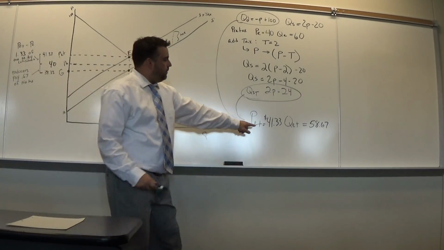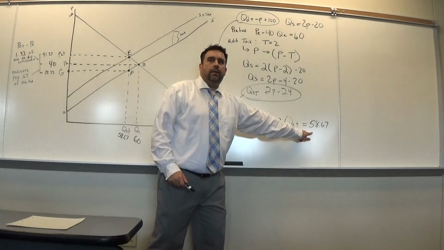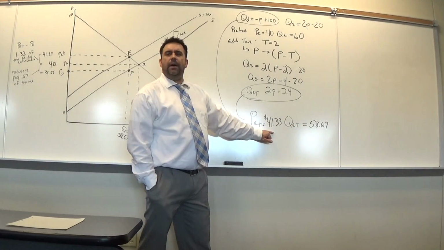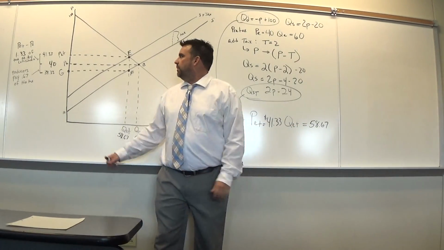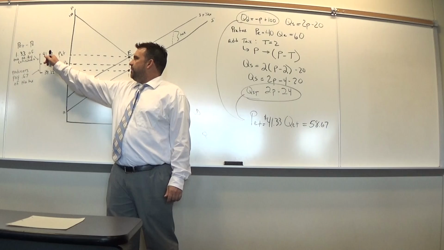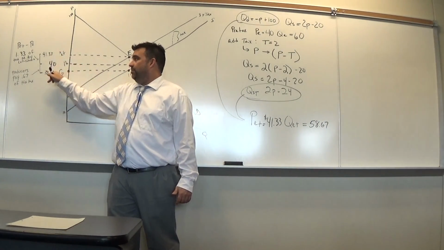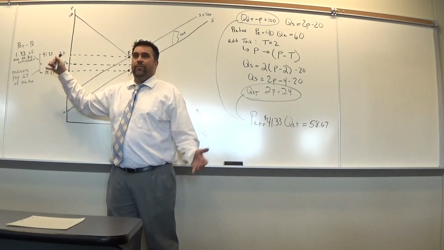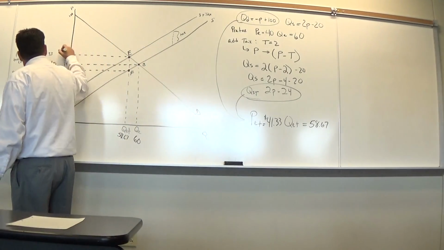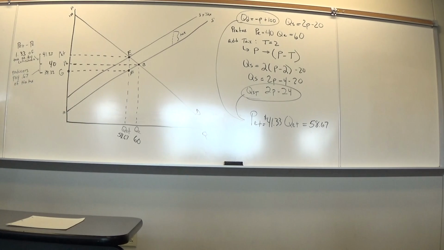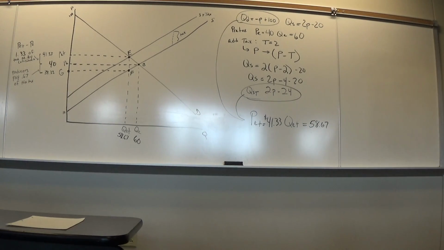I plugged in this number right here, PET, to get QET. That was to get the QET value. I got this 39 by just saying the tax is $2, so I know that this distance has to be 2. So I just subtracted 2 from that. That's all. Is that good? Makes sense? Anyone else not know where I got any of the numbers on the board? Everyone's good? Good. Now we can start finding some areas.